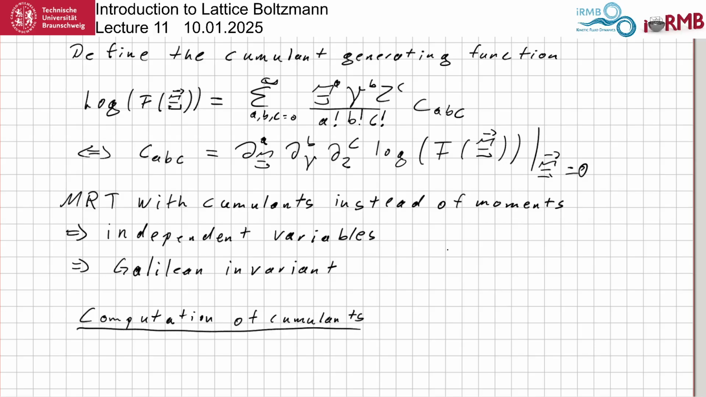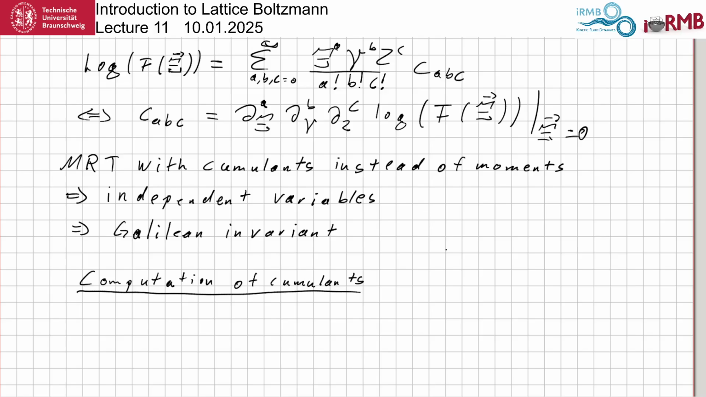So I remember looking in a book by Gardiner on the subject back then when we had this idea to use cumulants, and I always remember what was written there: in the section of the book where they write how to compute cumulants, they start with "there is no easy way to compute cumulants." Okay, so let's see how we can actually compute them.